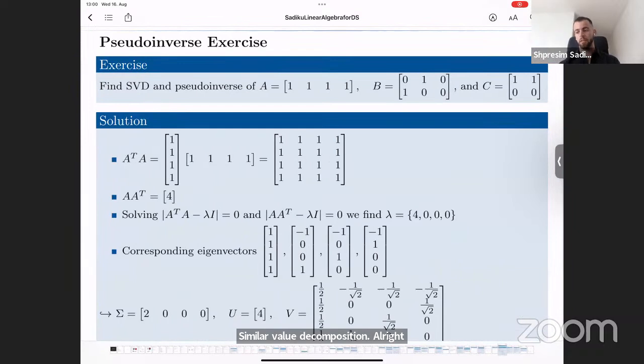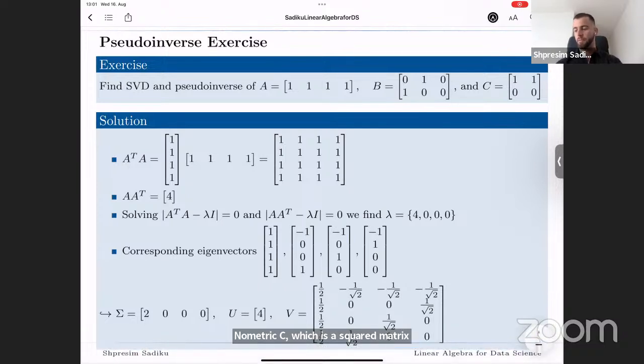So we have another exercise on the pseudo inverse. We want to find the SVD and the pseudo inverse of this matrix A, which is simply a vector matrix. We also have a matrix B, which is a 2x3 matrix, and the matrix C, which is a square matrix. Again, we just repeat the procedure. We first do matrix multiplication to find A transposed A.